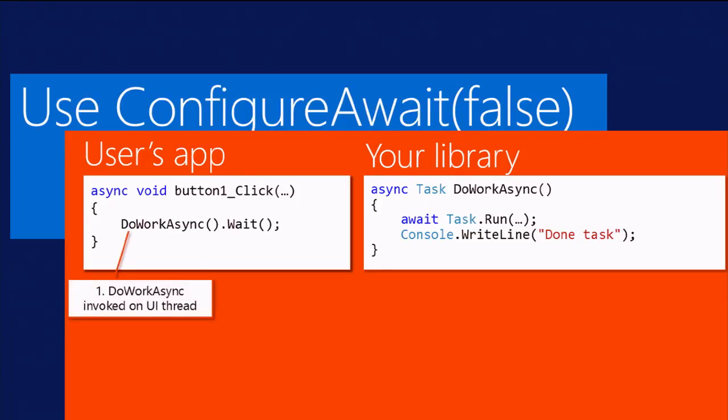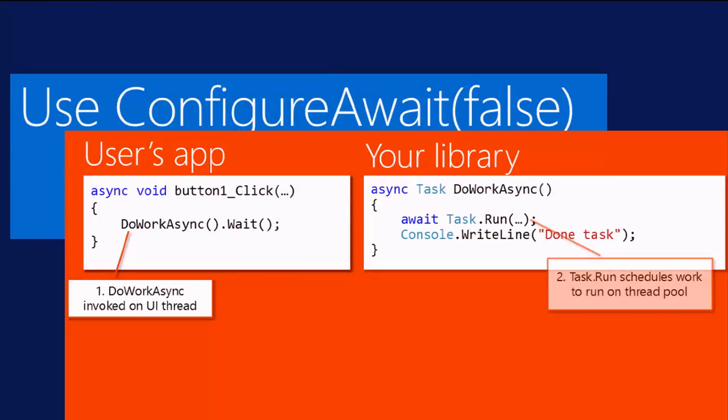And so let's say they do this. Well, DoWorkAsync, what happens here? They go into the button click, and we're going to call DoWorkAsync on the UI thread. OK, sounds good. We go into DoWorkAsync. We get to task.run. That's going to schedule work to go off into the background, run it in the thread pool, schedule an item. It's going to do that work, whatever. We're going to come back. We're going to get to the await.